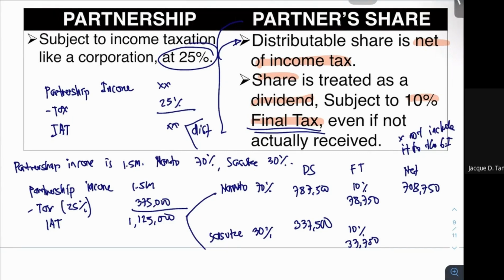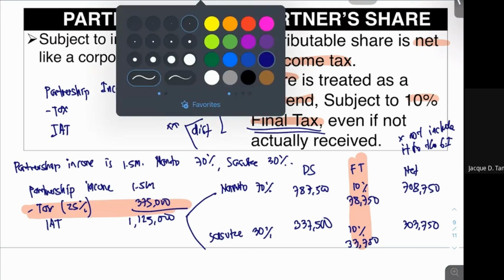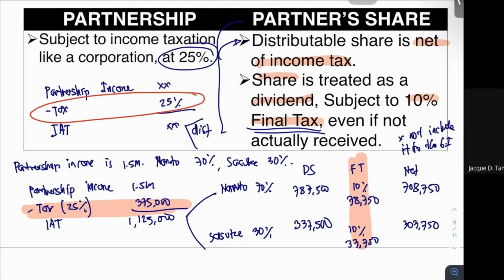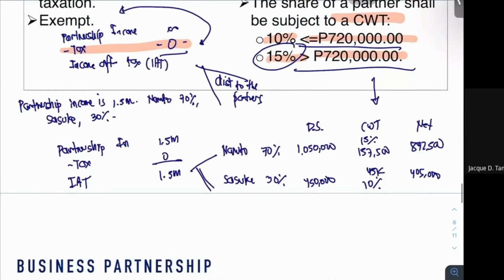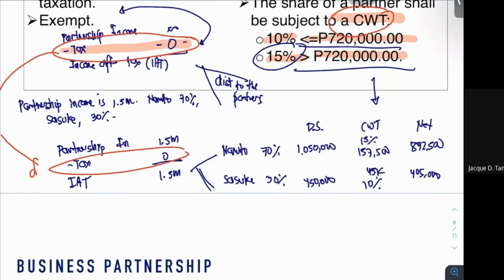So the net is 303,750. Take note, it is subject to a final tax, and now there is a tax rate. Why is there a tax rate, sir? Because you have now a tax here, and this one is subject to final tax. Compared to a while back, we have no tax, that's why it is zero, and it is subject to a creditable withholding tax. Okay, so look into their difference.